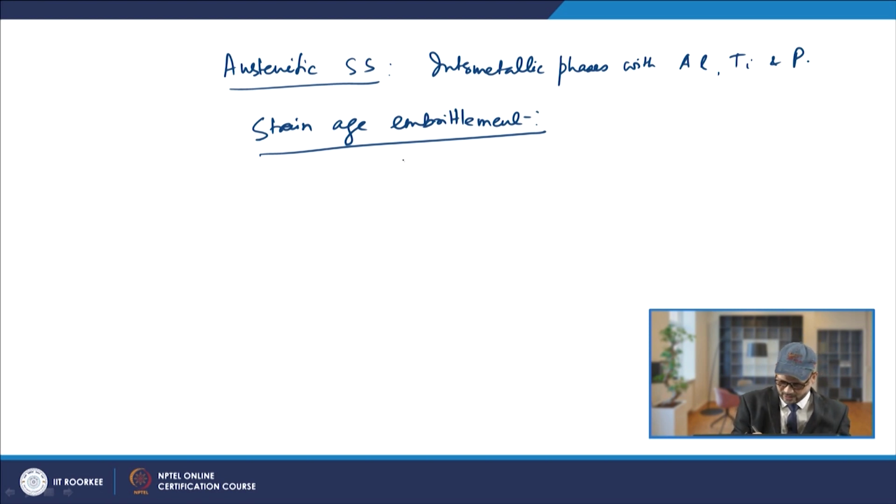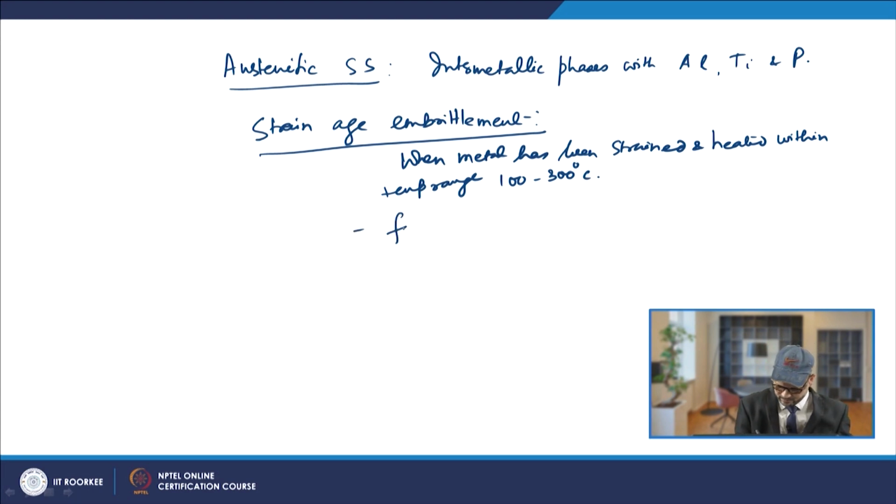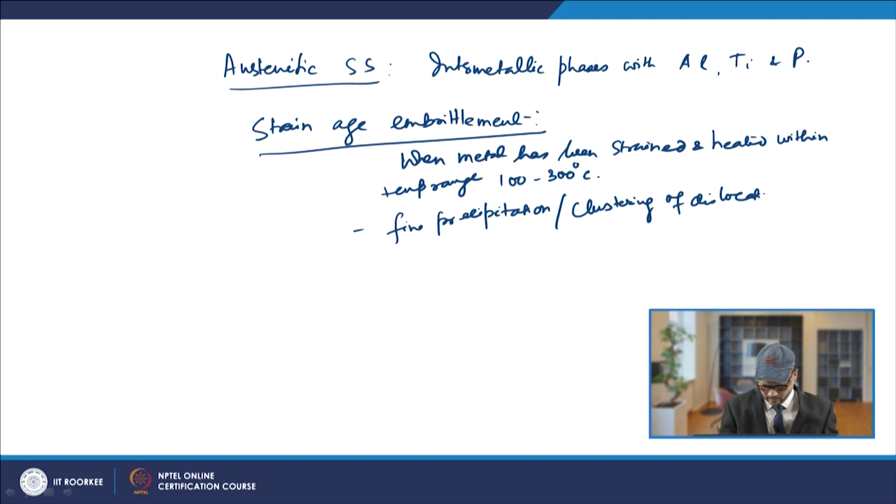within some temperature range. That range is about 100 to 300 degrees C. This is associated with the formation of very fine precipitation, or the clustering of dislocations. That has been observed when microscopy was done.